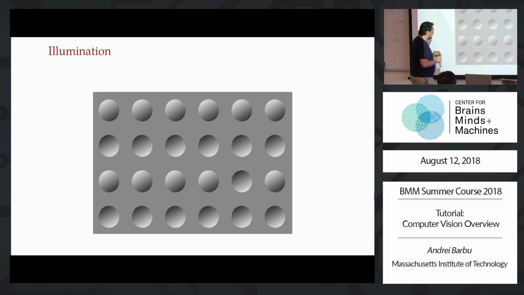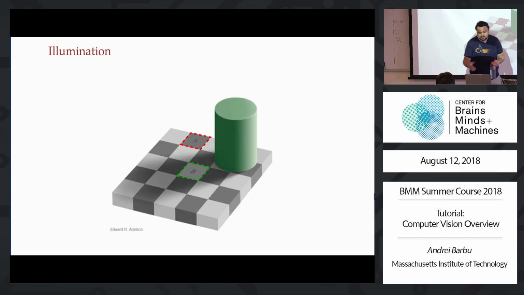This is a very famous illusion. This is an illusion that your laptop manufacturer uses in order to convince you that buttons are popping out. It's just the direction of the light that changes whether you think this is a dimple or a cavity. Even more than that, this is another famous one by Adelson. These two squares have precisely the same color, but you don't perceive them that way at all.